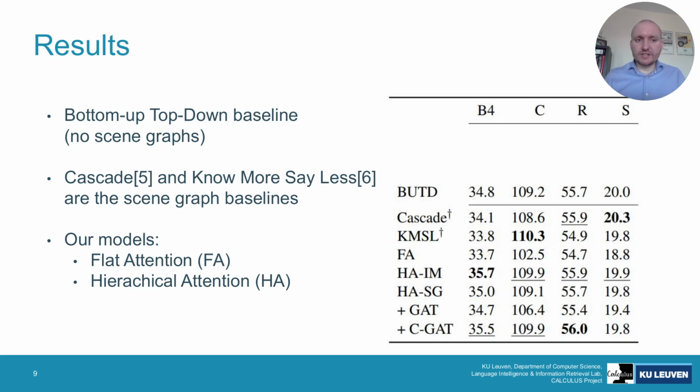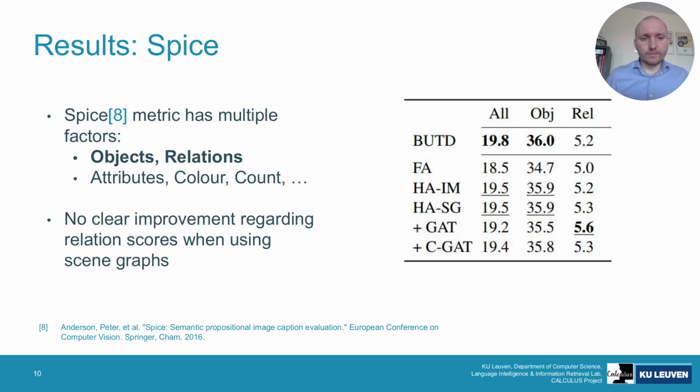So we wanted to investigate further if these features of the scene graphs are actually used. And to do this, we made use of the SPICE metric. The SPICE metric is composed of multiple factors for which the F1 metric is computed. These are then combined in the overall score. We mainly look here at the objects and the relations score, since now we directly feed these using the scene graphs.